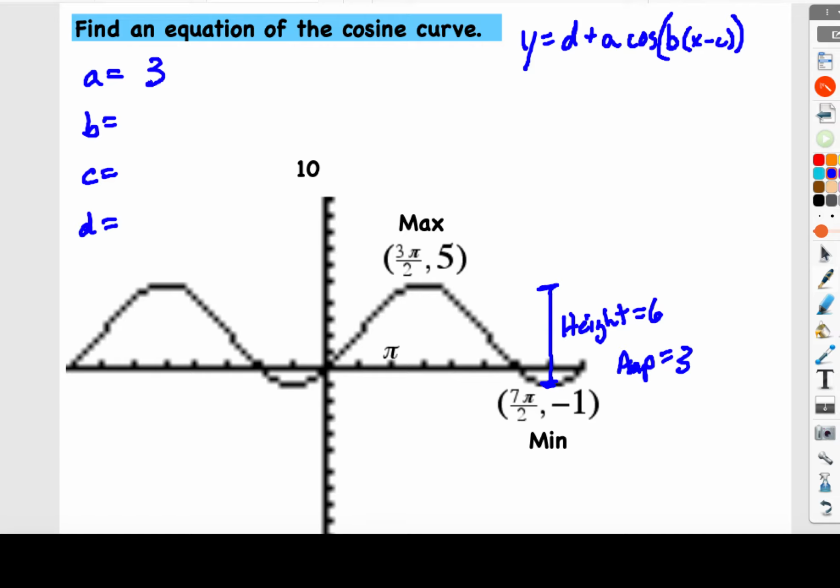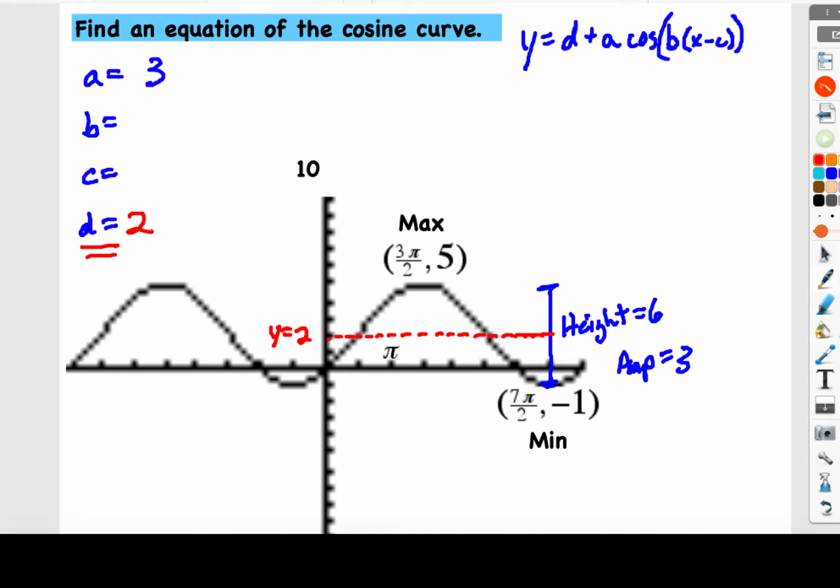Now, what that also tells us is that 3 units down from 5 would be at +2, and 3 units up from -1 would have been at +2. Or basically y equals 2 is our equilibrium, that's our middle line. Remember that that's also where we get that d value, what's added on the outside. So again, up at +2 is going to be equilibrium. Vertically, that's the middle of our periodic function.